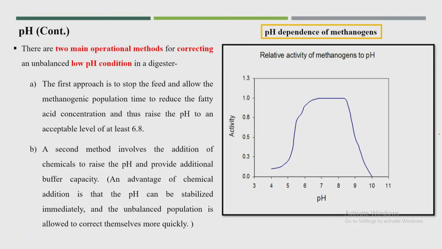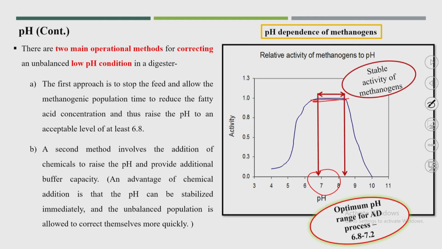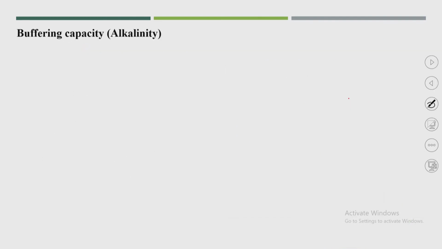So, if you see here the microbial activity at different pH, from this pH you will find maximum activity of methanogenic bacteria. Okay. So, the optimum pH range is 6.8 to 7.2.